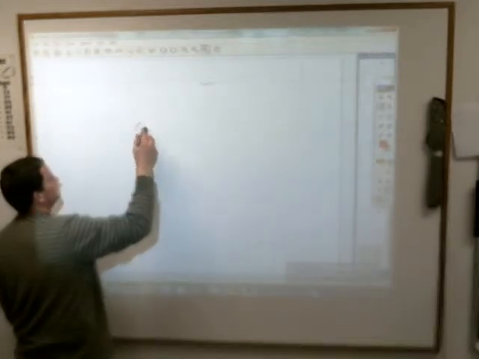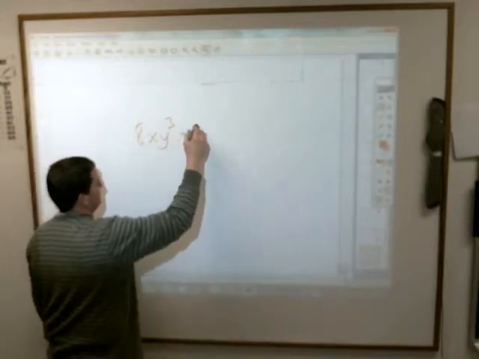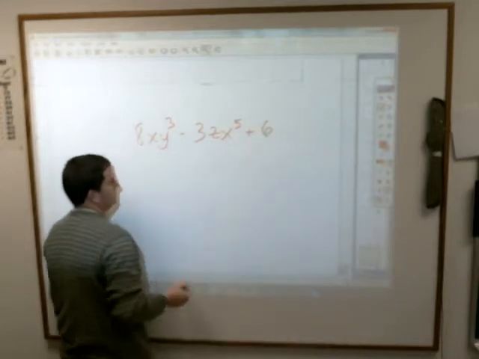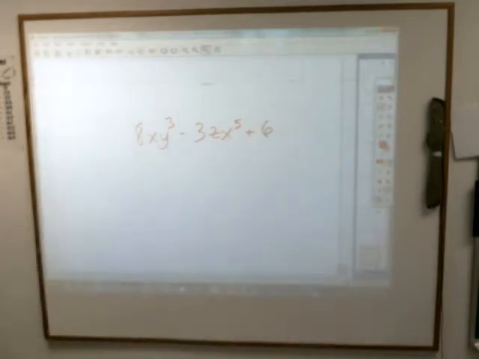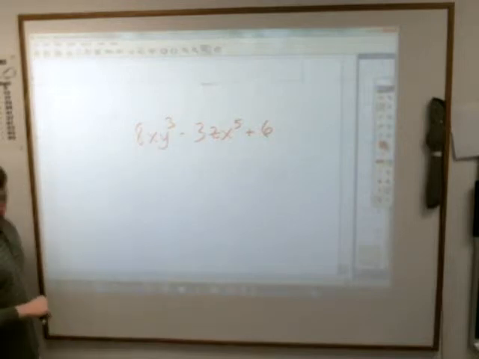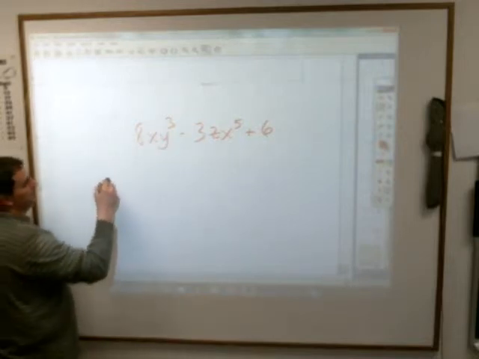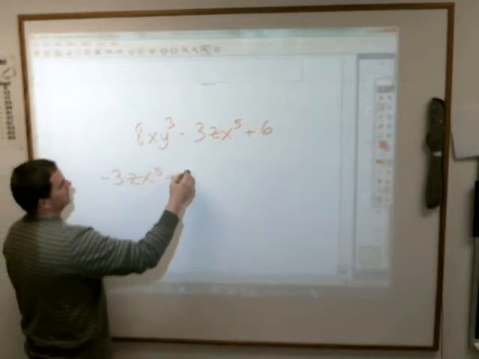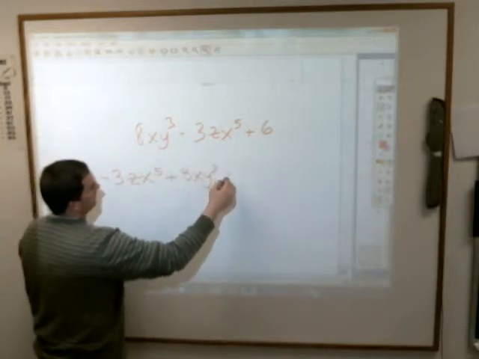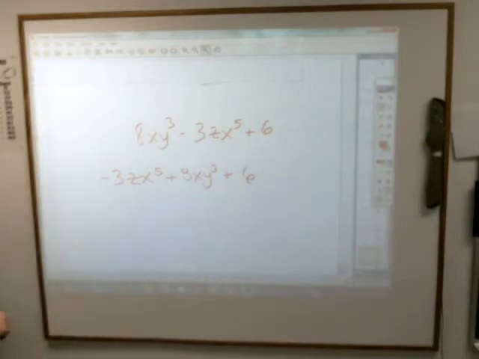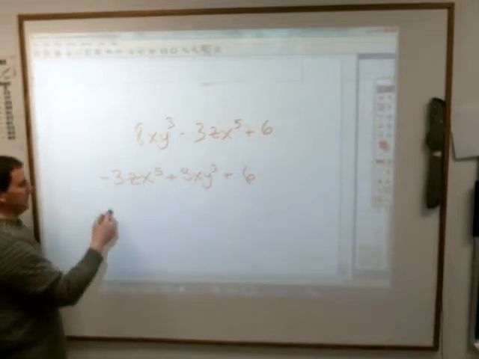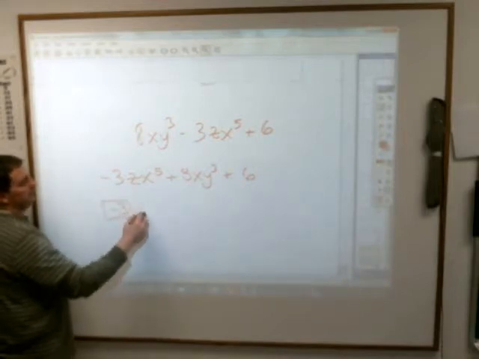Let's say you've got 8xy to the third minus 3zx to the fifth plus 6. Writing it in standard form, what comes first? Nikki? The second one? Right, so you have to write negative 3zx to the fifth, and then would come plus 8xy cubed, and then plus 6. And if you're asked what the leading coefficient would be, that would be negative 3, yes, the number in front of that leading term.